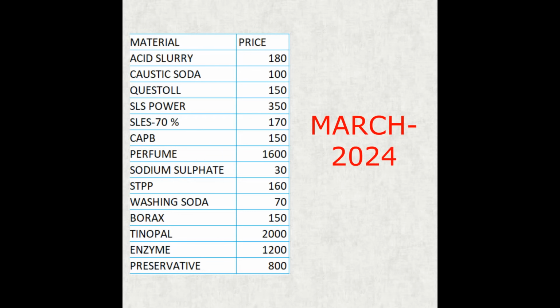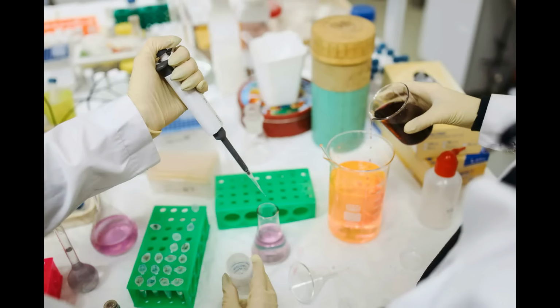I have purchased all the raw materials on a retail basis. This is the price list. Suppose if we purchase all the raw materials in a wholesale manner, the manufacturing cost for 1 liter will be from 30 to 35 rupees. So it is an economical formula. Let us get into the making video.